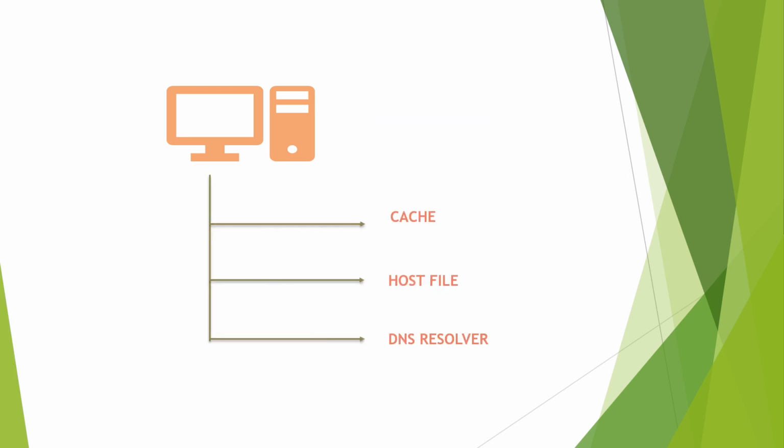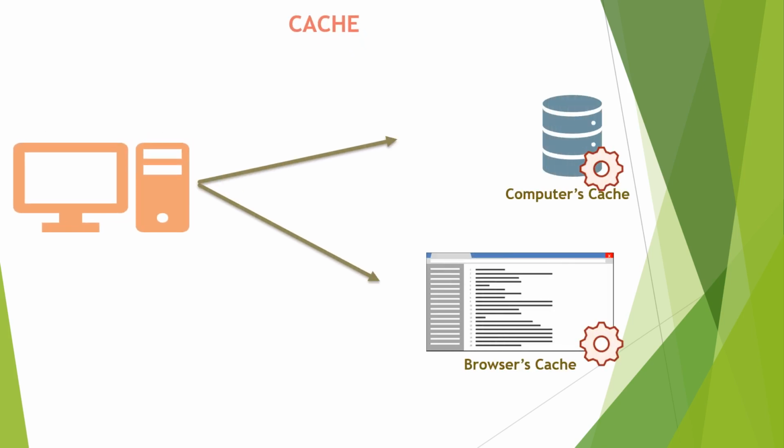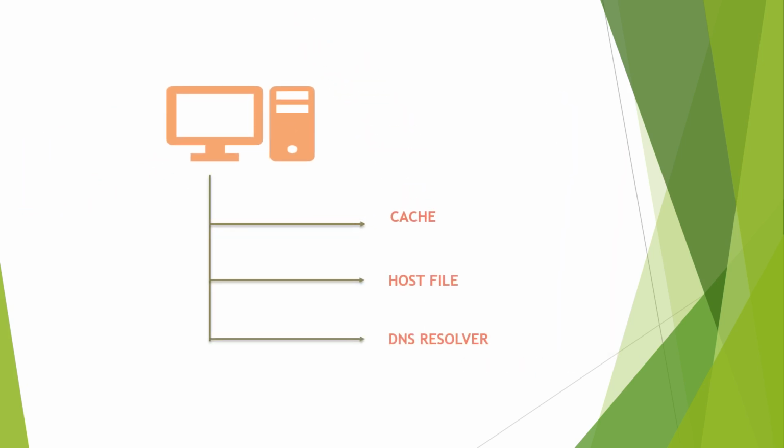First, it looks into your computer's cache or browser's cache to see if it already knows the IP address. If you have visited www.example.com recently, there is a good chance your computer has saved that information. If it finds it there, great. The process stops right there and your browser connects to that IP address. But let's suppose it doesn't find the IP address in the cache.